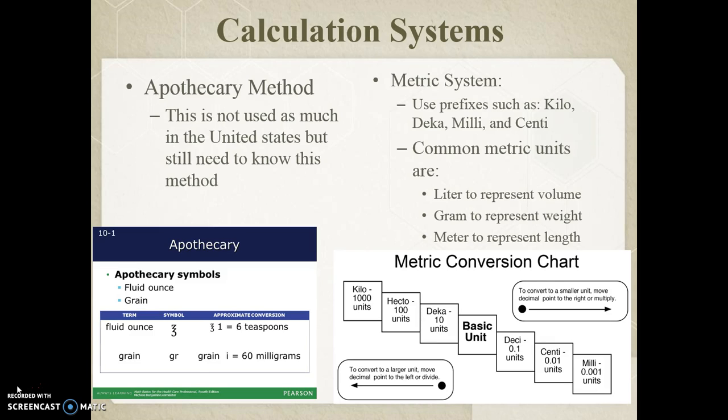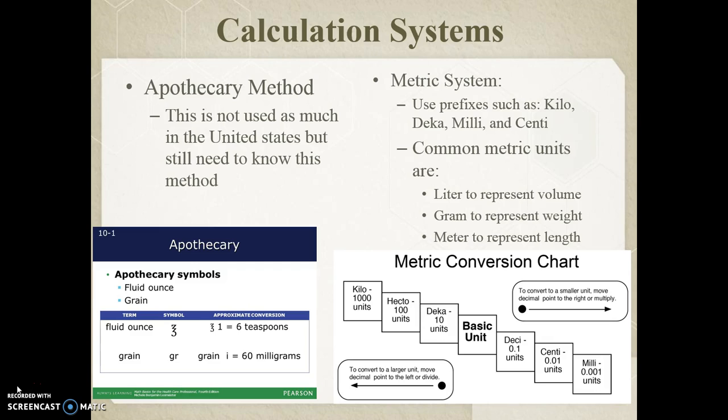Now, there are two calculation systems that we use to measure dosages. The first one is the apothecary, and the second is the metric. The apothecary method really is not used here in the United States, but it is still something that you might want to look at. I'm not going to focus on it for the video. I'm going to focus more on the ones that we will be responsible for as medical assistants, okay?